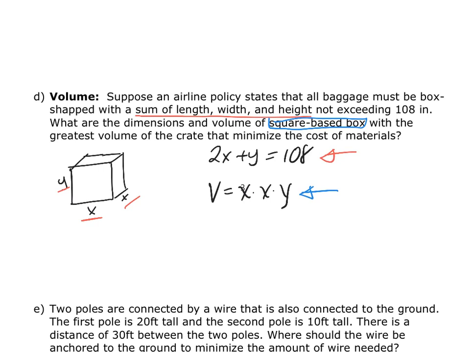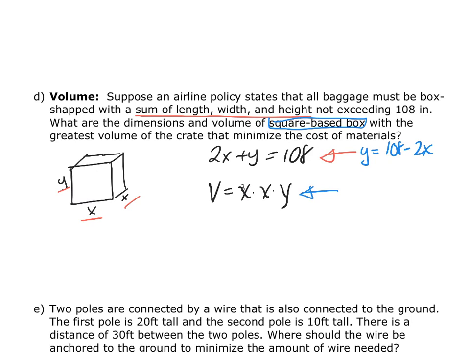Now what do I do? Solve for y in my constraint. I always take my constraint and I solve for one of the variables. So I get y is equal to 108 minus 2x. Then what do I do with that information?